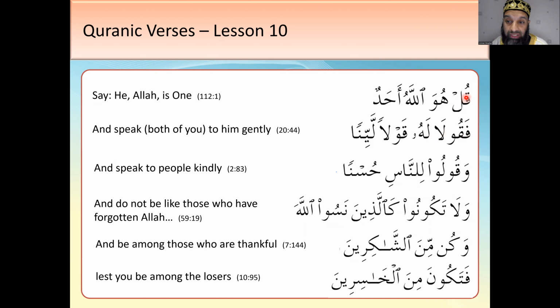It's command form. Qul is singular. Qula is dual. Yeah, look at your tables. Qul, qula, qulu. So qula means you both say, right? You both say lahu, to him. Qawlan. This is coming from qala as well, connected with qala. Qawlan means like speech. Layinan. Layinan, I think of it as lenient. Layinan, lenient. Yeah? Gently. Right? So you two say to him a word, basically talk to him gently.